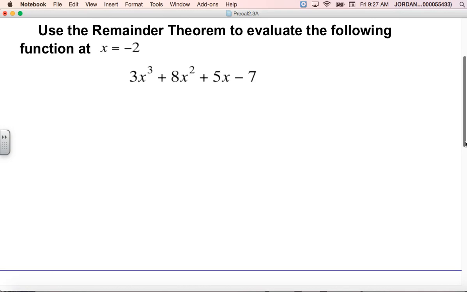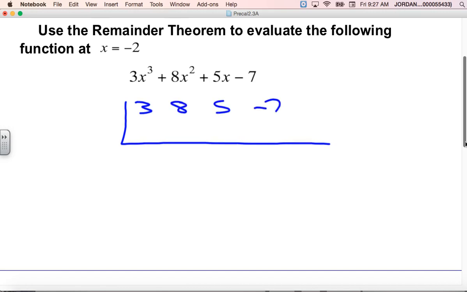So you're just going to set up synthetic division like we've been doing. 3x cubed, we've got 8x squared, we've got 5x, and we've got negative 7. And then the number you want to evaluate, you just use it out here. So what we're doing right here is saying, if this is my function f of x, and I wanted to find f of negative 2, well, instead of plugging negative 2 in for all these x's and typing it all in, you can do synthetic division real quick and figure out what it is.